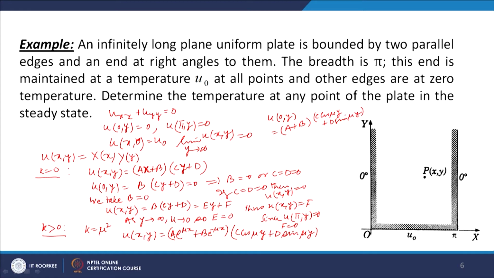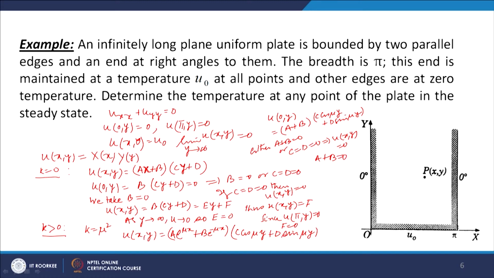This is 0 for all y. So, either a + b equal to 0, or c and d must be 0. C equal to d equal to 0 gives u(x,y) equal to 0 for all x and y. So, not possible. So, a + b is equal to 0.